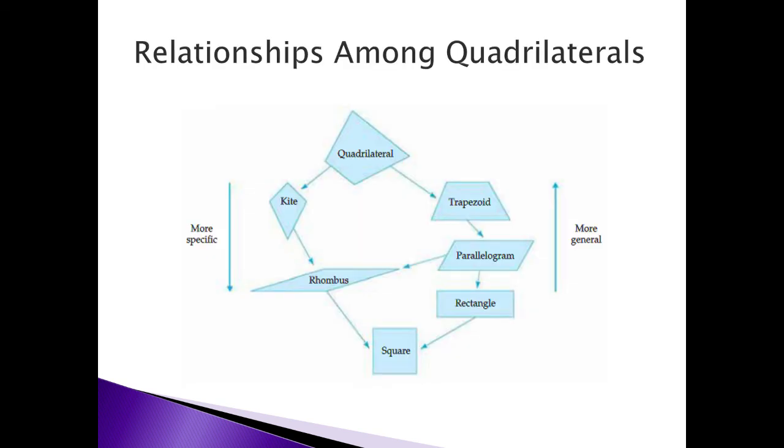So here is the relationship. We start with quadrilaterals, then it breaks off into two branches: trapezoids and kites. Then trapezoids go to parallelograms, and kites go to rhombus, and parallelograms can go to rhombi or rectangles. And rectangles go to squares, and rhombi go to squares. And square is the most specific. If we go down, we're going to specific. If we go up, we're going to general. And this is how the properties work also.